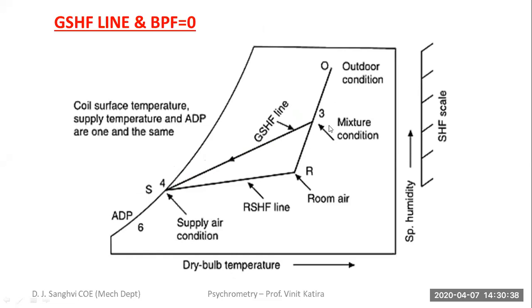Will the GSHF and RSHF meet on the saturation line, or can they meet anywhere? This chart is only valid if your bypass factor is 0. That means your coil temperature and your ADP are the same, and your supply air condition is also the same as the coil temperature when the bypass factor is 0. We'll come to the next condition as well, where the bypass factor is greater than 0.